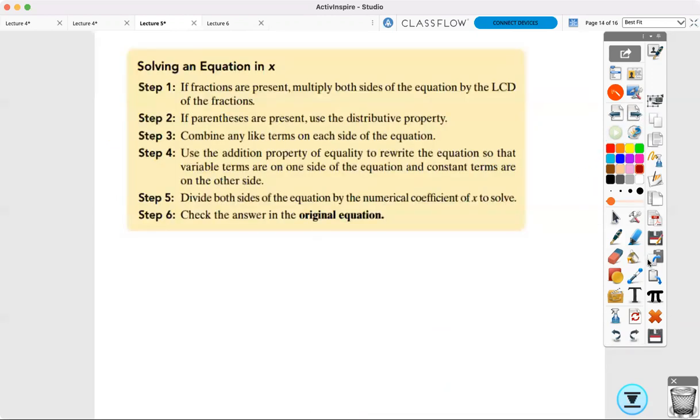So these are the steps added. We have steps 2 through 5 already. The only thing that's new on this slide is step 1. If fractions are present, multiply both sides of the equation by the LCD of the fractions. Everything else is the same steps as before. Would anyone like to copy this, knowing it's the same as before with just one added extra step? Would you like to have this as a resource in your journal?